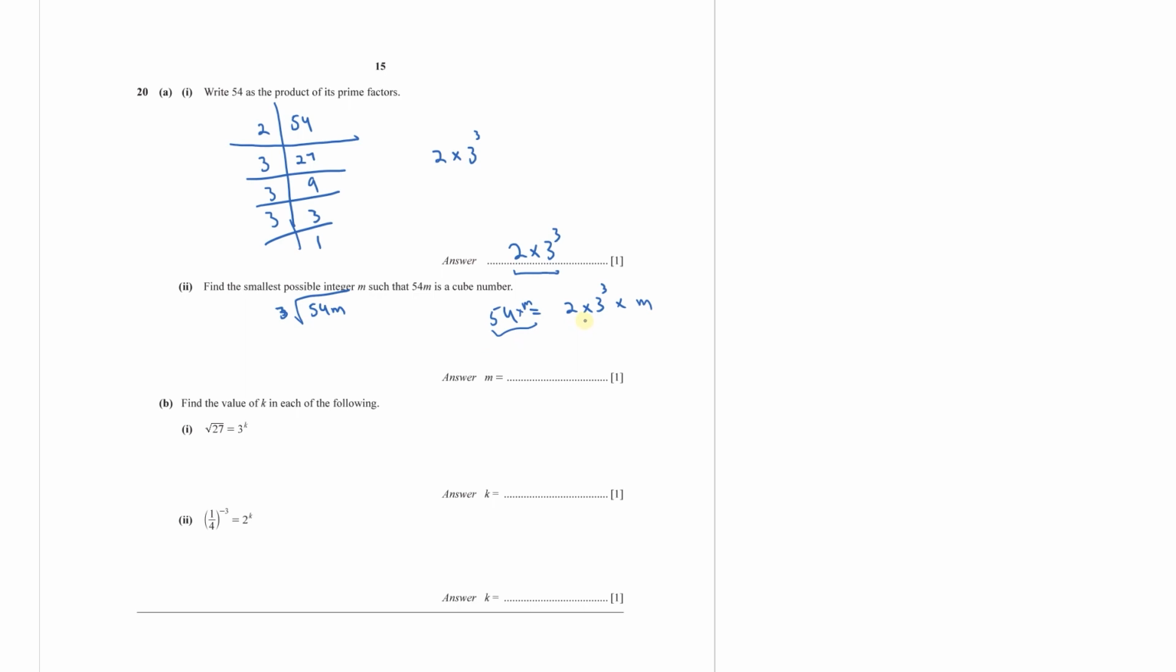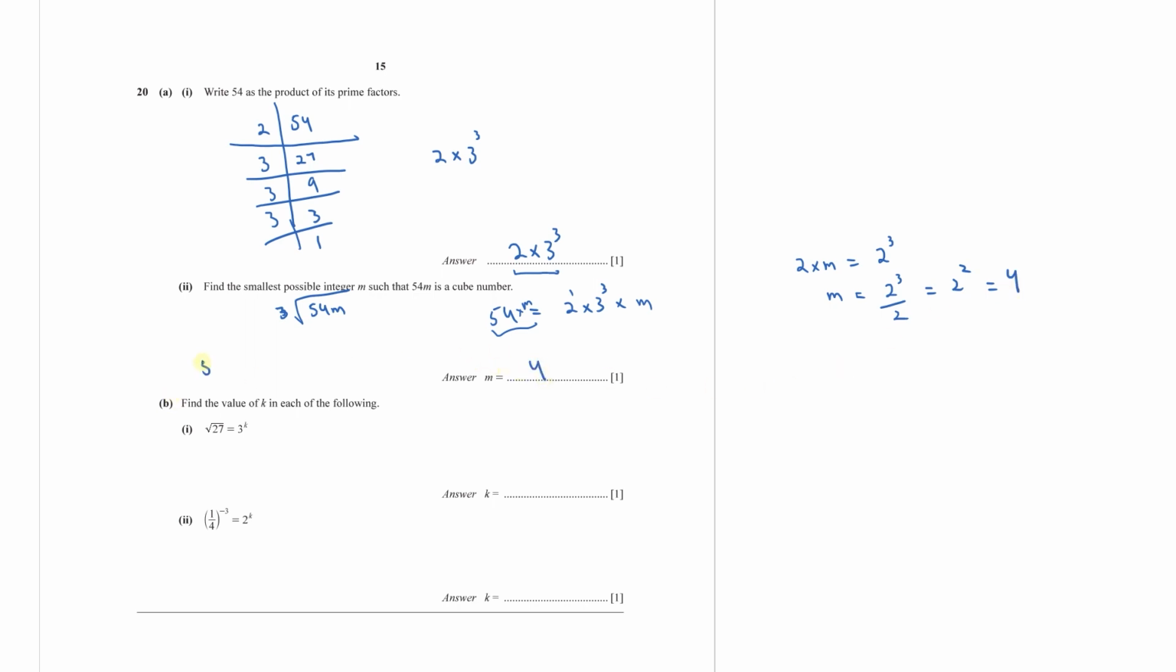So how do I make a perfect cube? All the prime factors should have a power of 3, right? So this 3 already has power 3. This 2 has power 1. So what should be the value of m such that if I multiply m by this 2, I should get 2 power 3? That means 2 into m should equal 2 power 3. So this gives me m equals 2 power 3 divided by 2, which is 2 power 2, which equals 4. So your answer is 4.